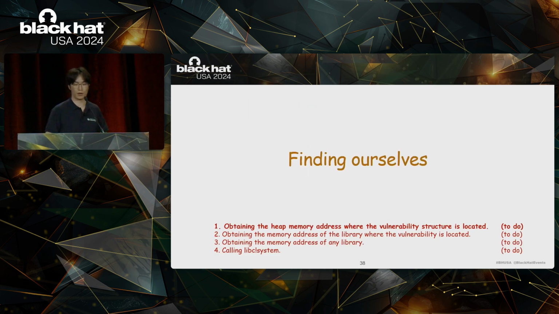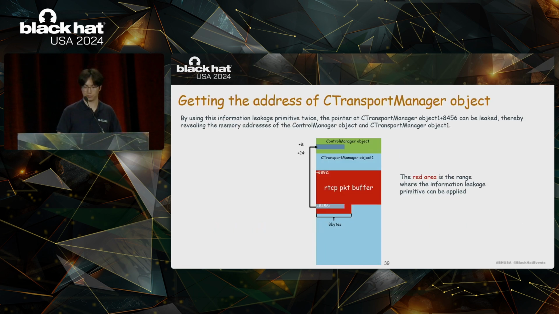So first step, I will introduce how we find ourselves, and that is the vulnerable object. And remember, we have an out-of-bound read primitive. Its OB read range is 4 bytes. So by using this primitive twice, we can leak 8 bytes of data, which is the full length of a pointer.